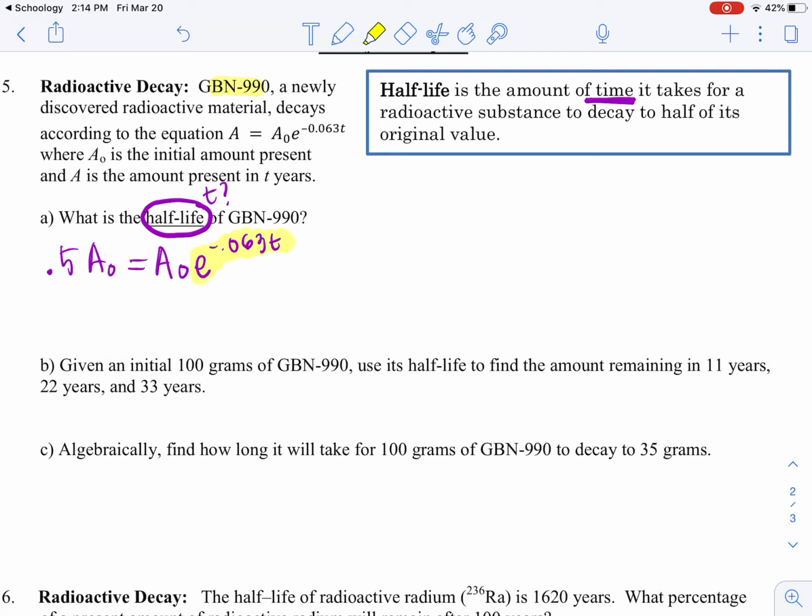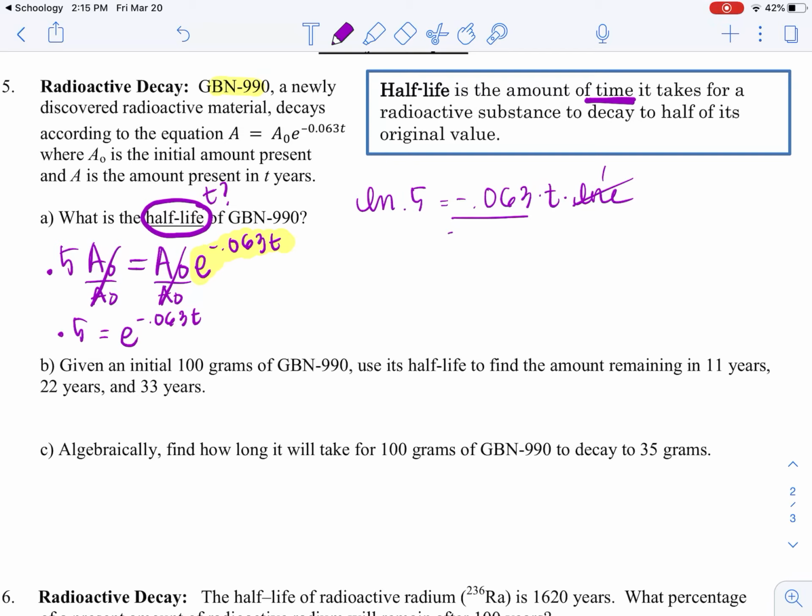Okay, I need to solve for t, which is an exponent, but that means I need to get the base and the exponent by itself. So I'm going to start by dividing both sides by A naught. Divide by A naught, divide by A naught, and you can see that it's no longer there. Now you have 0.5 is equal to e to the negative 0.063 t. Natural log both sides. Natural log of 0.5 is equal to negative 0.063 times t times natural log of e. Natural log of e is 1.